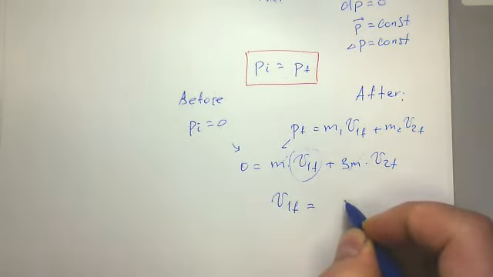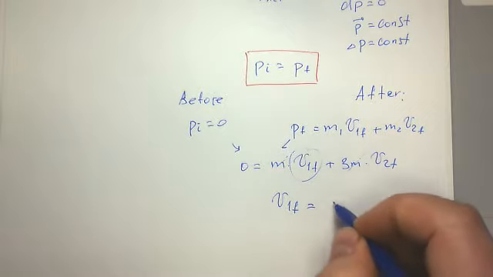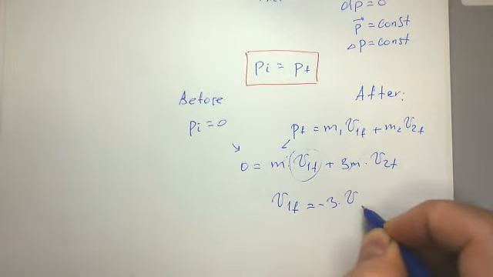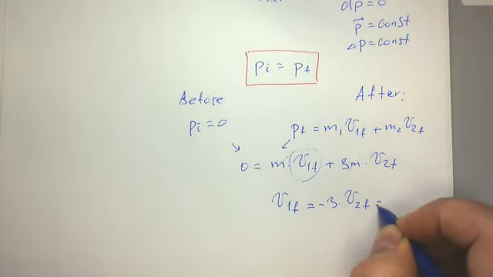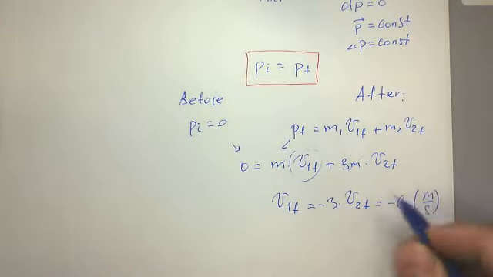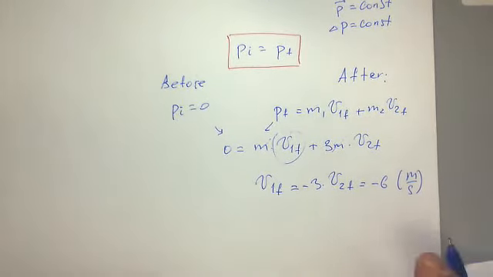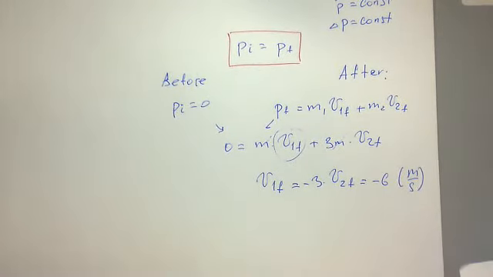That would be equal to minus 3 times v2 final. So this is minus 6 meters per second. It will move in the opposite direction with respect to the motion of the bigger object. So here is the answer for the first part of the problem.